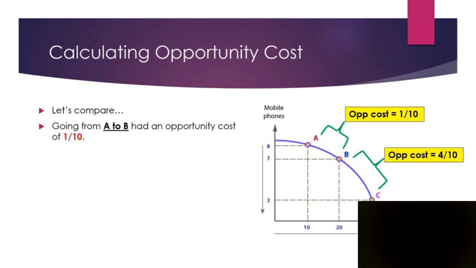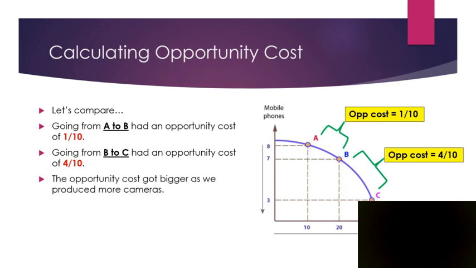So what that tells us is 0.4 or 4/10 of a phone are given up to produce one more camera. Let's compare. Going from point A to B had an opportunity cost of 1/10, but going from B to C has an opportunity cost of 4/10. Do we see what's happening here? The opportunity cost is changing along the PPF. In this case, the opportunity cost got bigger as we produced more cameras. So as we have more and more cameras produced, we have to give up more and more phones. This is what we call the law of increasing cost. So the law of increasing cost says that as we produce more and more cameras, we're going to have to give up more and more mobile phones for each camera.